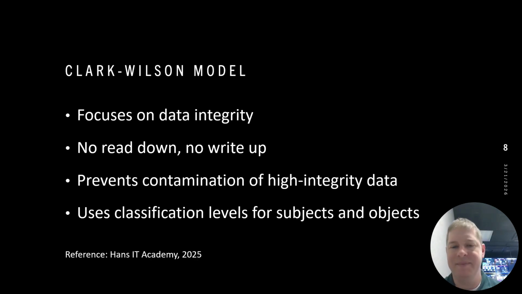The Clark-Wilson model builds on integrity concepts but focuses on real-world implementation. Instead of relying on only classification levels, it enforces separation in duties, well-formed transactions, and auditing and logging processes. Users cannot directly modify data. They must go through a controlled process. Now, this model is commonly used in commercial environments like banking systems where transactions must be verified and controlled. It provides a practical way to enforce integrity while supporting business operations.